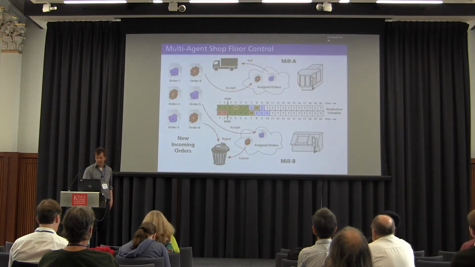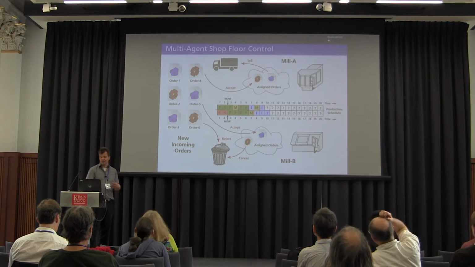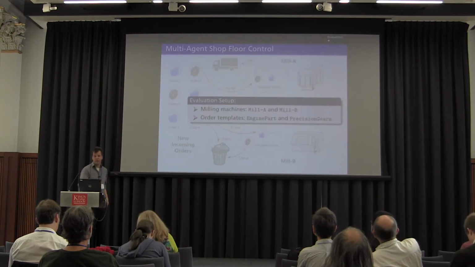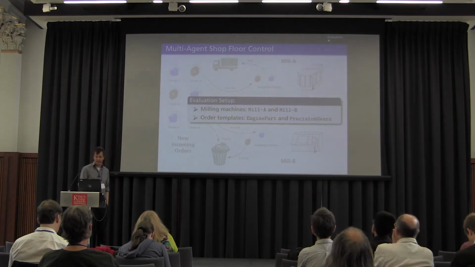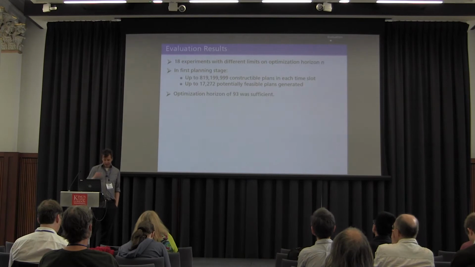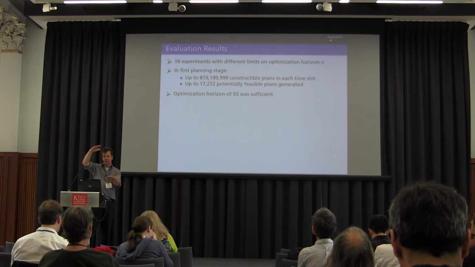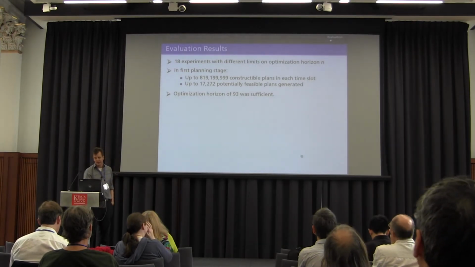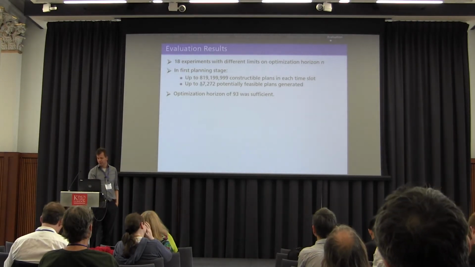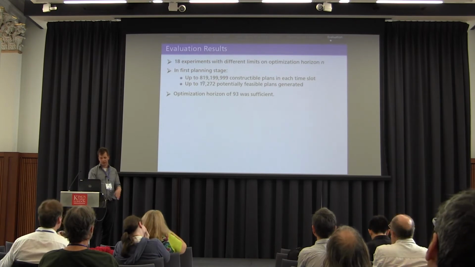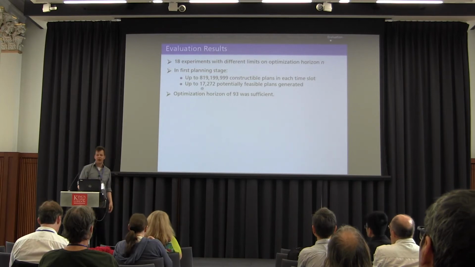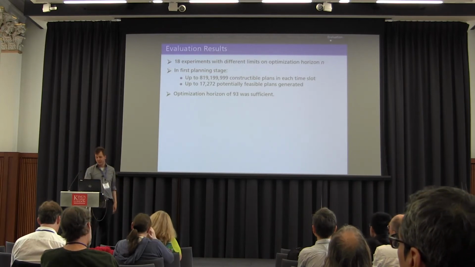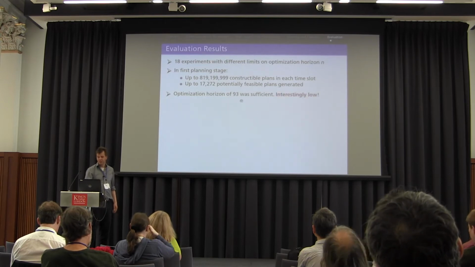Okay, here we then see some results. So about this dynamic multi-agent shop floor scenario, we have 2 mills that you have already seen, 2 order templates and lots of orders coming in. And well, we have changed the number of plans that go from the combinatorial planner to the next stage. And in the next stage, our constraint reduces 819 billion to some 17,000 plans, and then we give the best, say 93, to the planner.